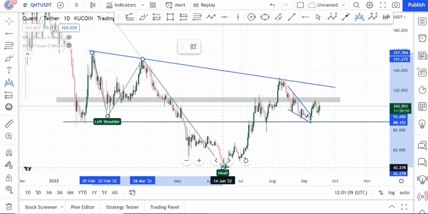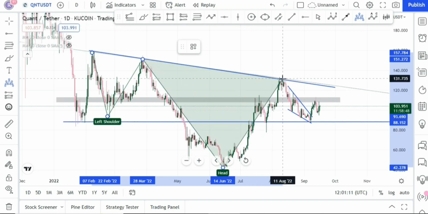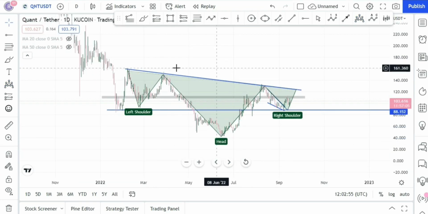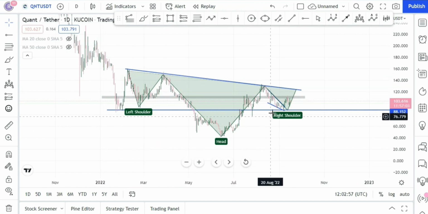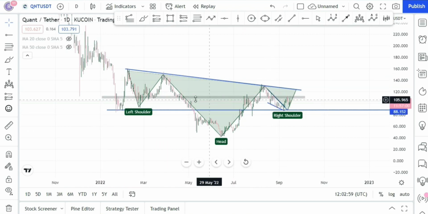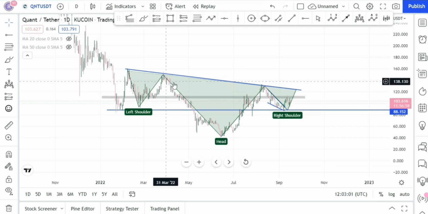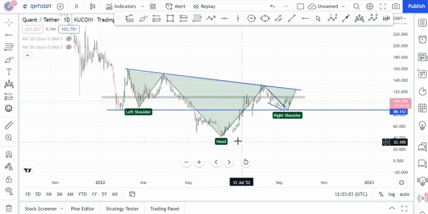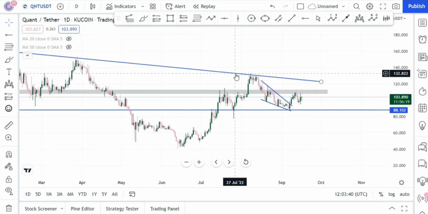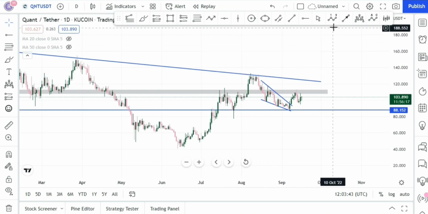Let me quickly draw it nicely here. So this is the kind of setup we would have on the Quant price chart if we go on and hit our price target with the falling wedge: a massive inverse head and shoulders pattern, which is really bullish. Another way we could look at the bullish scenario is through Elliott Waves.